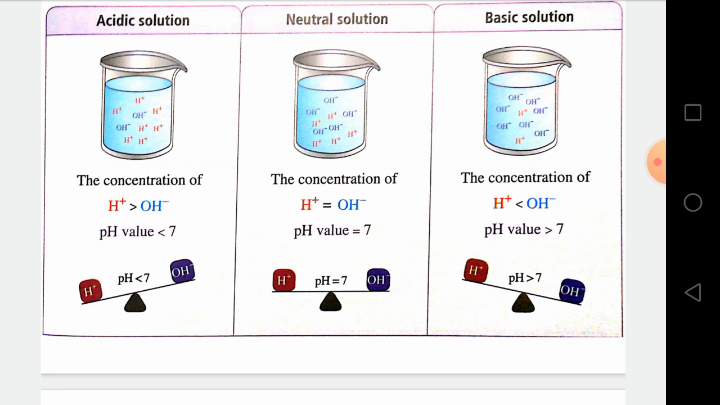So in this figure, in the acidic solution, the concentration of hydrogen ion is higher than hydroxide ion, so the value of pH is less than 7. While in the neutral solution, the concentration of hydrogen ion equals the concentration of hydroxide ion, so the value of pH will equal 7. While in the basic solution, the concentration of hydrogen ion is less than hydroxide ion, so the value of pH will be more than 7.